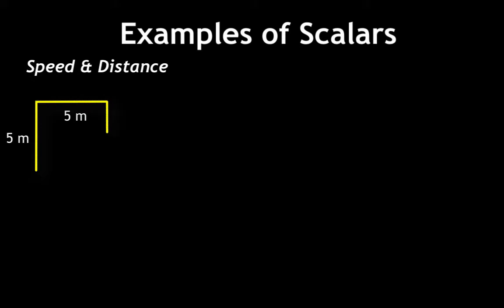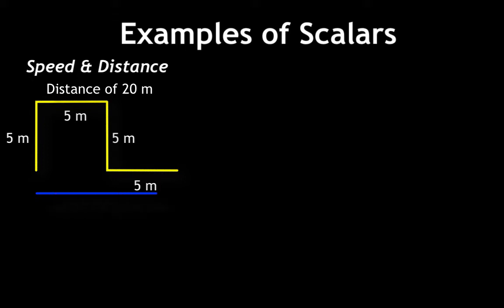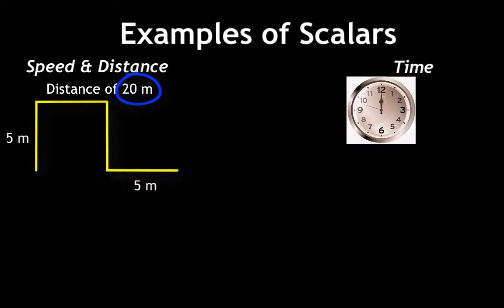So let's think of some examples of scalars. Speed and distance is the first example that we've used. Suppose a man were to walk 5 meters, turn, walk 5 meters, turn again, walk 5 meters and turn again. He would have traveled a distance of 20 meters. If one man were to walk 20 meters in a straight line, his distance would still be 20 meters. So even though they may have changed direction, we're only concerned with the fact that the distance they traveled is 20 meters.